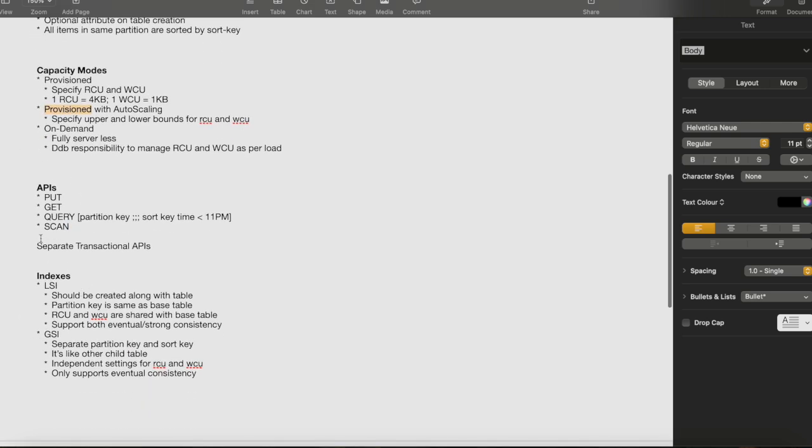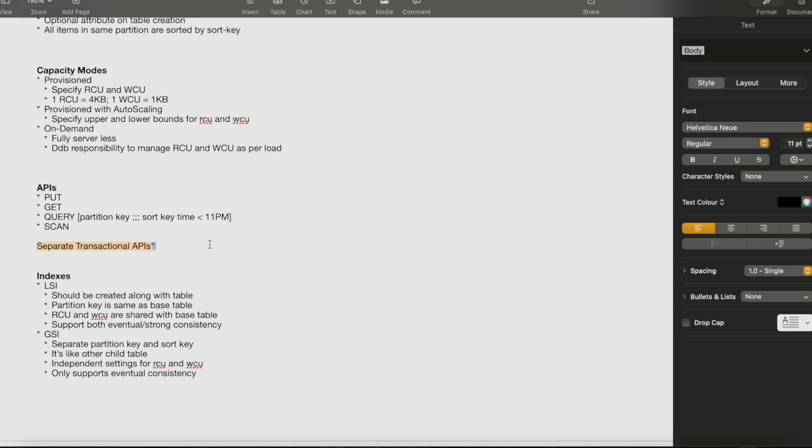And there are separate APIs for transactional. DynamoDB also offers transactional support. Transactions, when I say ACID properties: atomicity, consistency, isolation, and durability. There are APIs for both retrieving the data and storing the data: transact read items and transact write items.